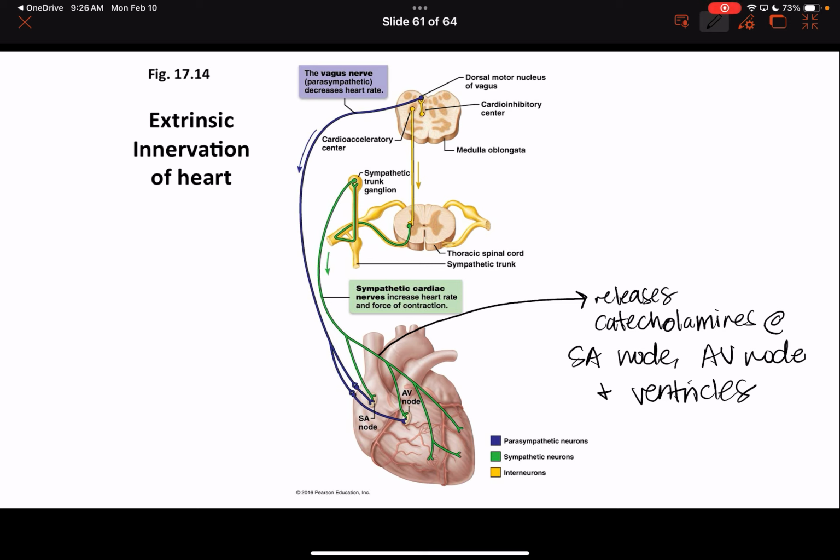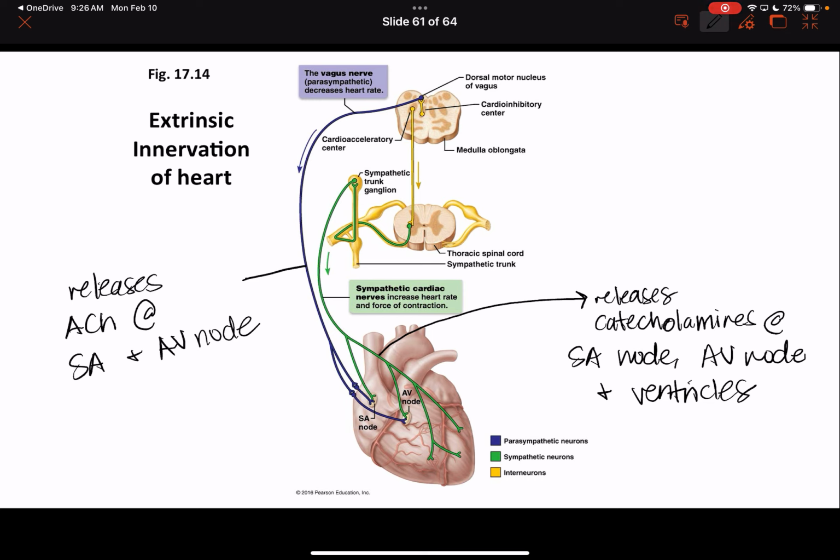And then the parasympathetic releases acetylcholine at only the SA and AV node, not at the ventricles. And we'll talk about why that's important on Wednesday.